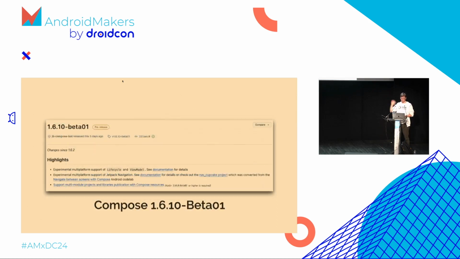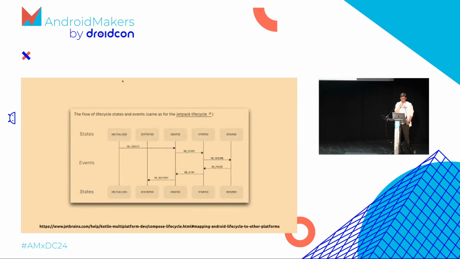Because since Compose 1.6.10 beta 1, they are really going super fast. If you follow the Compose releases, there's almost a release every 2 weeks, so yeah, they are really going super fast. But then they are unlocking lifecycle and view model API at the multi-platform side, which is really great news. The interest for both platforms is to share this lifecycle complexity and then map everything for all the developers.